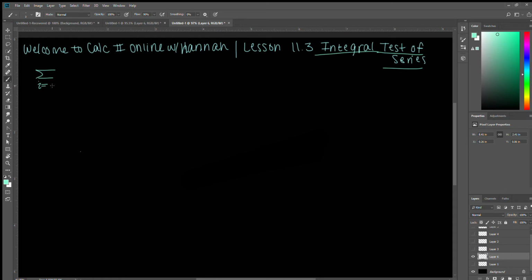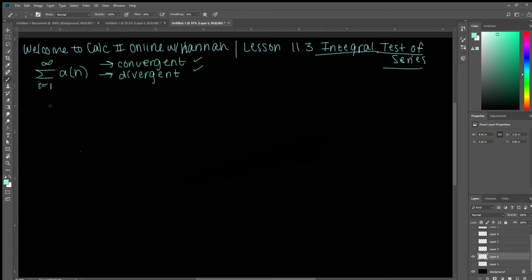It starts at some number and goes all the way to infinity. And let's just call the inside of the series a of n. Now, when we evaluate a series, we can get two results. We can say that it's convergent, or we can say it's divergent. And we can evaluate whether or not the series is convergent or divergent with a number of tests. And the one we're going to be going over today is the integral test of series.